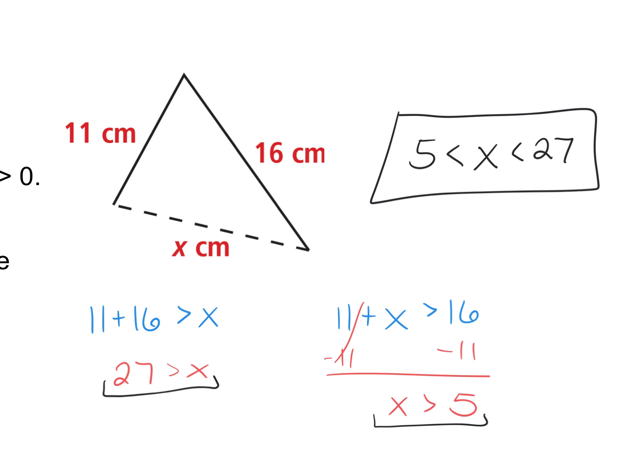Looking at that range, what is the smallest side length I could have for that missing side? 5.9999999. Okay, let's stick to whole numbers. 6. Why can it not be 5? Because it has to be greater than 5. It's not equal to 5. What's my biggest side that it could be? 26. Why can it not be 27? It's got to stay less than. It can't be equal to.